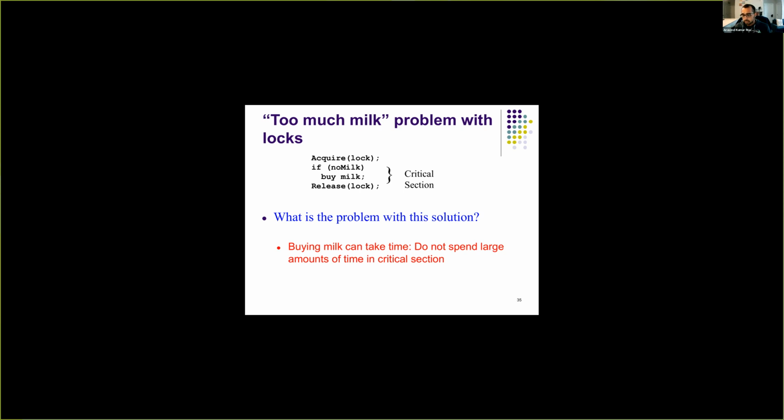actually cause a lot of processes to be blocked. Because when the process decides to buy milk, it could just let the other process run, rather than the other process needing to wait till this process buys the milk. So we don't want to spend a large amount of time inside the critical section. Basically, we don't want to buy the milk after holding a lock. We don't want to do that. So how can we solve this?